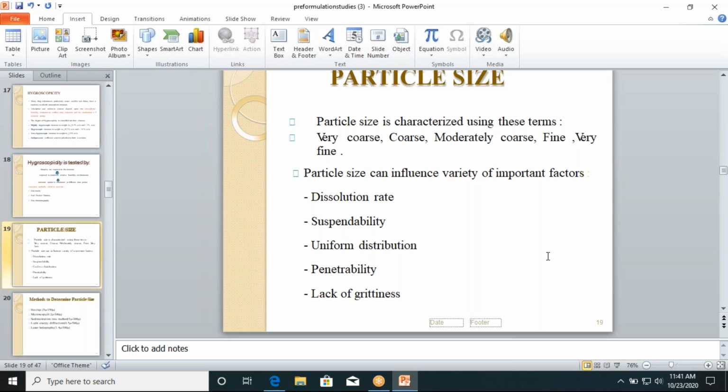So how will you characterize the particle sizes? You can characterize it as very coarse powder, coarse, moderately coarse, fine, and very fine. So these are the different characterizations of the particle. Even the particle size, as I told, will determine the drug dissolution rate, absorption rate, suspendability, and even the content uniformity or uniform distribution, taste of the drug, texture of the drug, color of the drug, and stability of the drug will also be dependent upon the particle size of the drug.